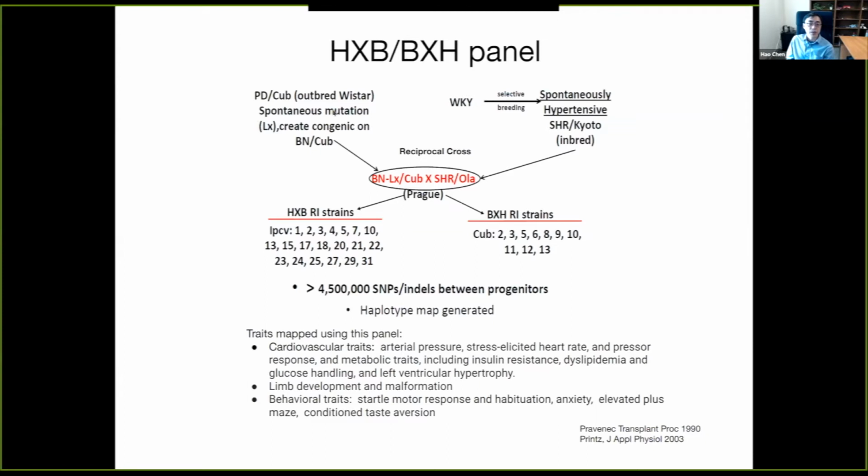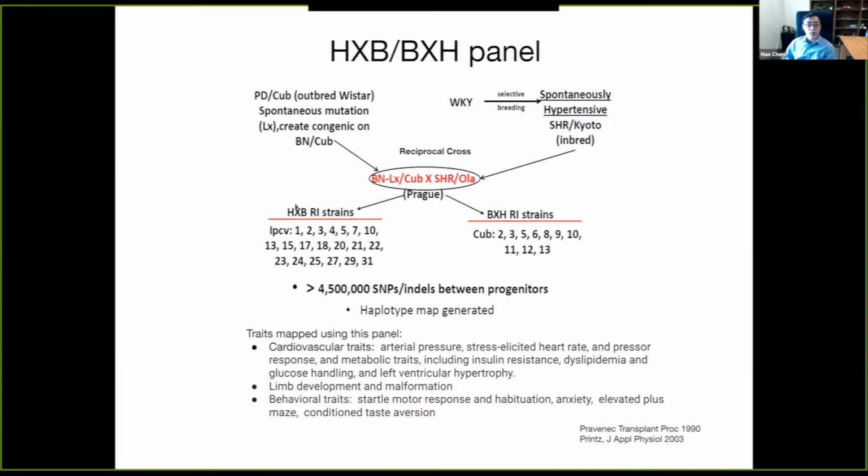So this LX loci is then cloned or generated, and a congenic line is then generated to put this LX loci into the BN background, and that becomes the BNLX strain. It's a fully inbred strain, and this BNLX and SHR are then used to generate this HXB panel, and this work was done in the Czech Republic.